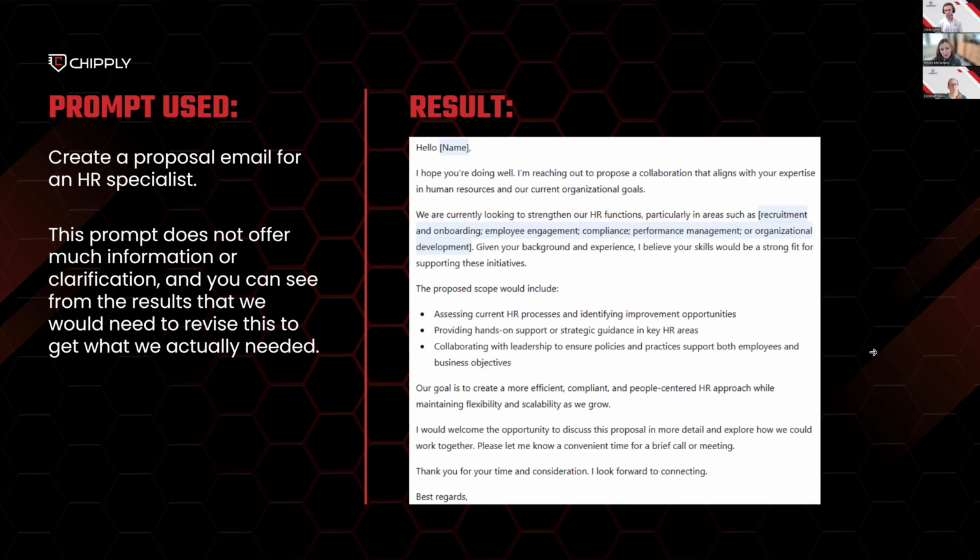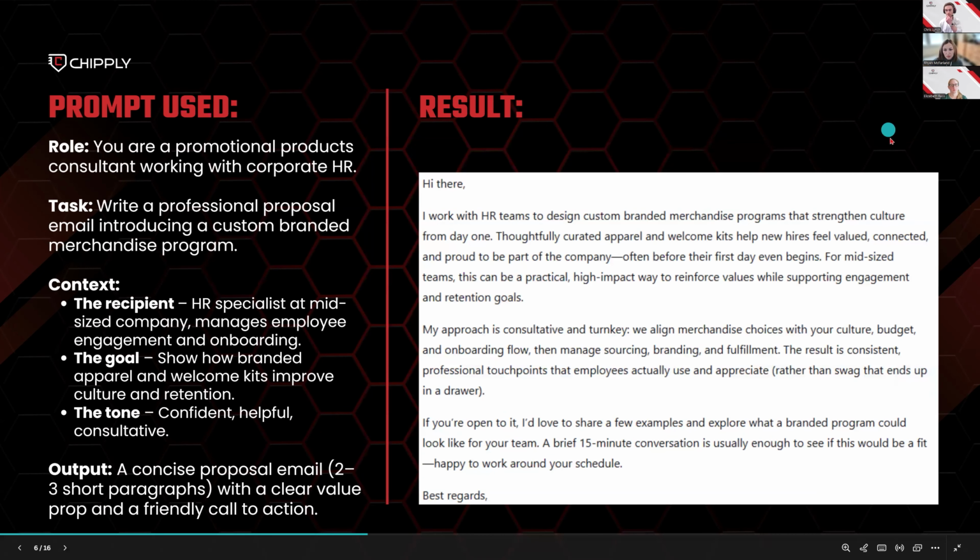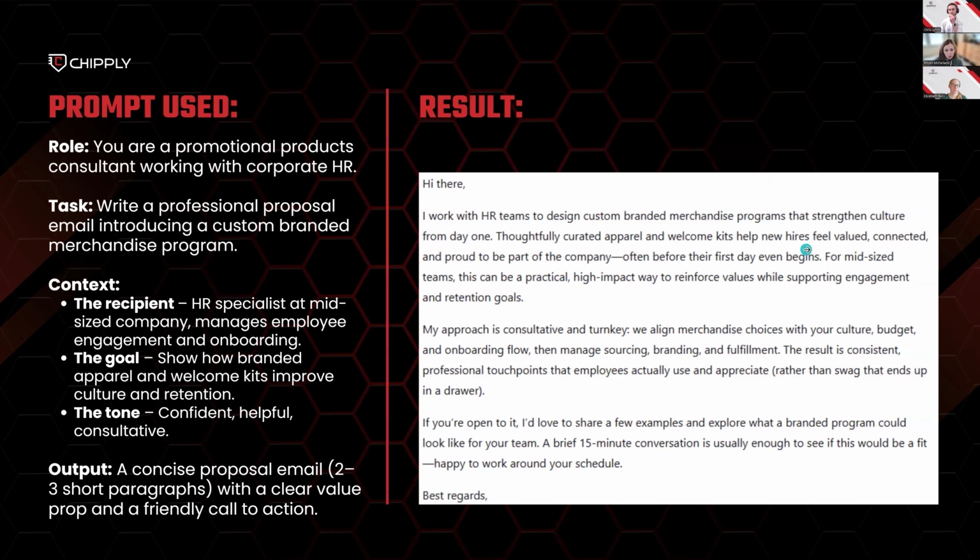So if you go to the next slide, I used the role, task, context, output framework. And so I said, you're a promotional products consultant working with corporate HR. Write a professional proposal email introducing a custom branded merchandise program. Context, and it talks about the recipient, the goal, and the tone. And then output is a concise proposal email, just 2 to 3 short paragraphs with a clear value prop and a friendly call to action.